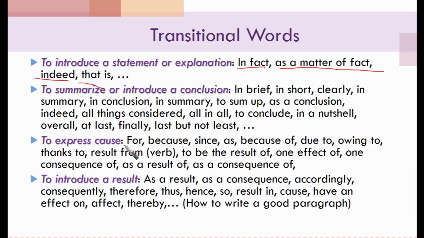Okay, next one is causes. When you're using supporting sentences, you can say because, for, since, as, because of, due to, owing to, thanks to, result from, to be the result of, one effect of, one consequence of, as a result of, as a consequence of. Okay, so you can also read and use other transitional words to introduce a result, this is after you explain the cause.